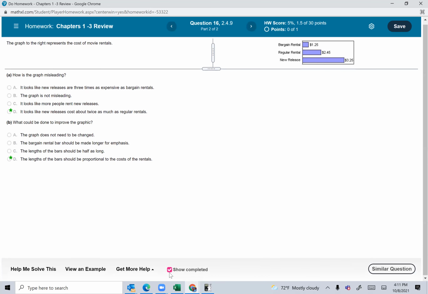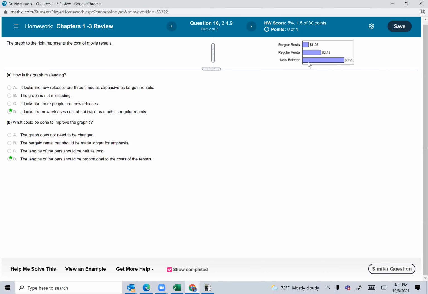Oh, what did we do here? Well, sorry, let me do this. The graph to the right represents the cost of movie rentals. They show you bars, guys. Bargain rental is $1.25, regular rental is $2.45, and new release is $3.25. How are the bars misleading?